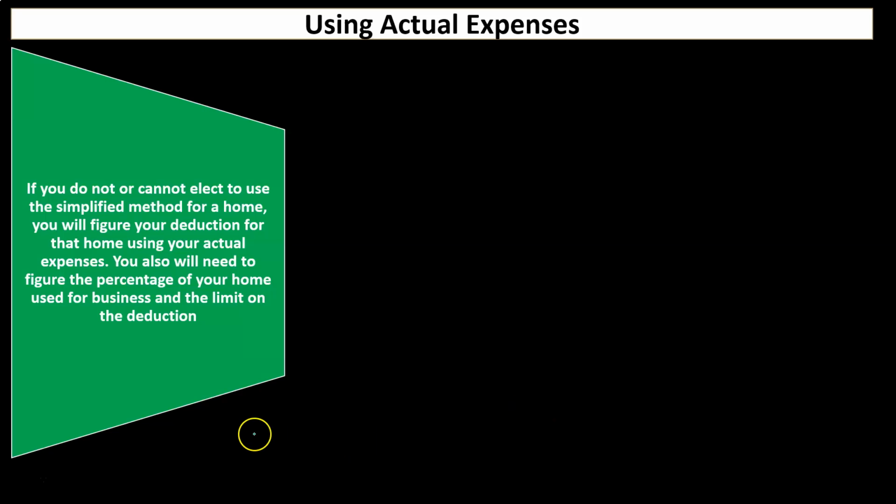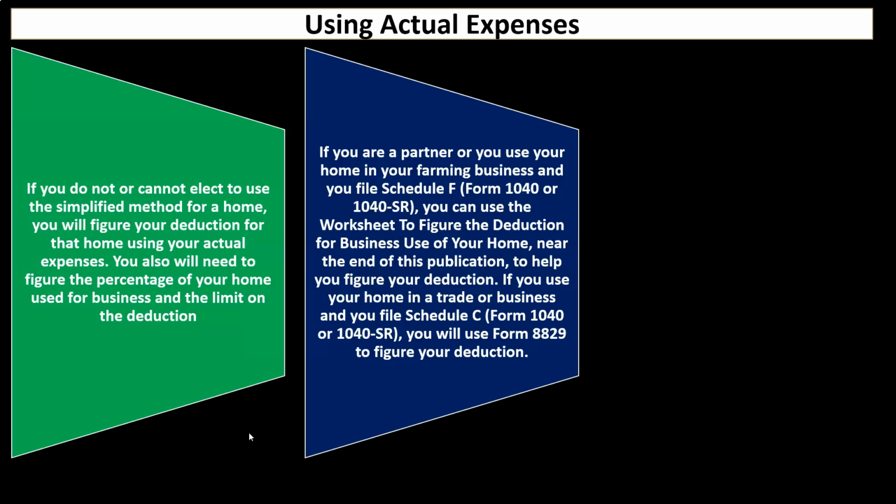So if you do not or cannot elect to use the simplified method for a home, you will figure your deduction for that home using your actual expenses. You also will need to figure the percentage of your home used for business and the limit on the deduction. So we're going to have to do some kind of percentage allocation. We're going to figure out the actual costs, and apply what would be percentage-wise versus the direct costs and so on in that method. Or we can use the simplified method, which would be simpler, but we're going to have to consider whether or not the expense would be as great using the simplified method.